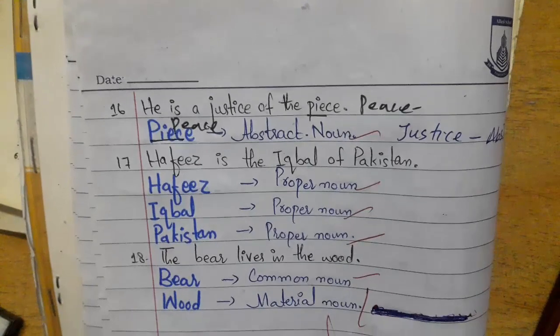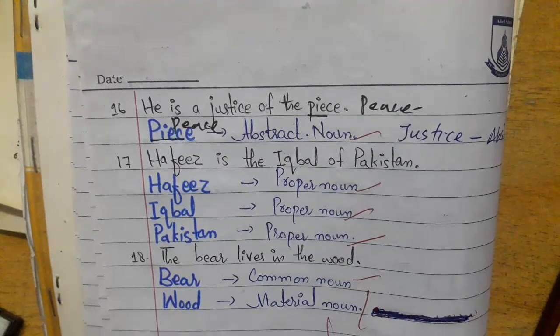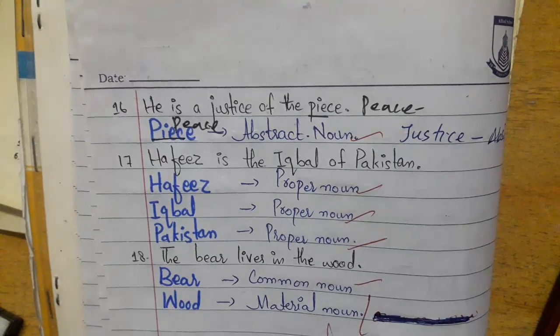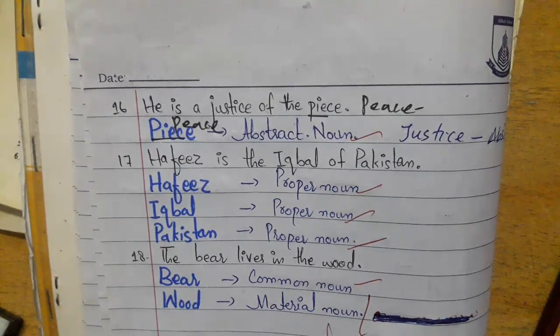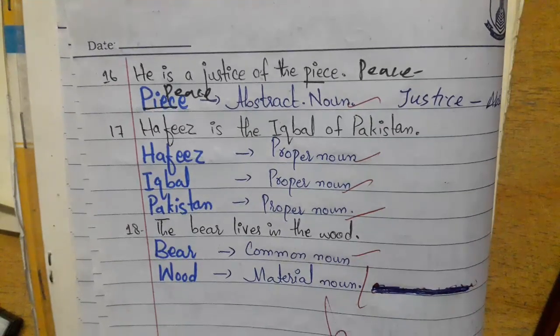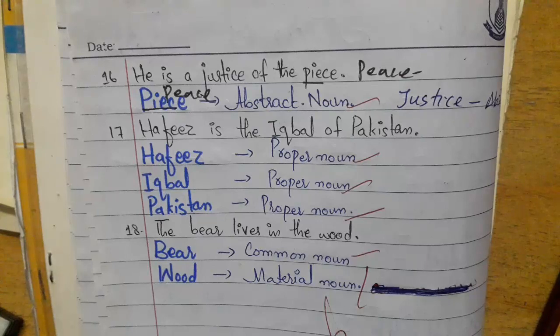Hafiz is the Iqbal of Pakistan. Here Hafiz, we are talking about a specific person, so Hafiz is a proper noun. Iqbal is also a proper noun, and Pakistan too, because we are talking about a particular country. So it is a proper noun. The bear lives in the wood. Bear is the name of an ordinary animal, so it comes into common noun. And wood is a material noun.